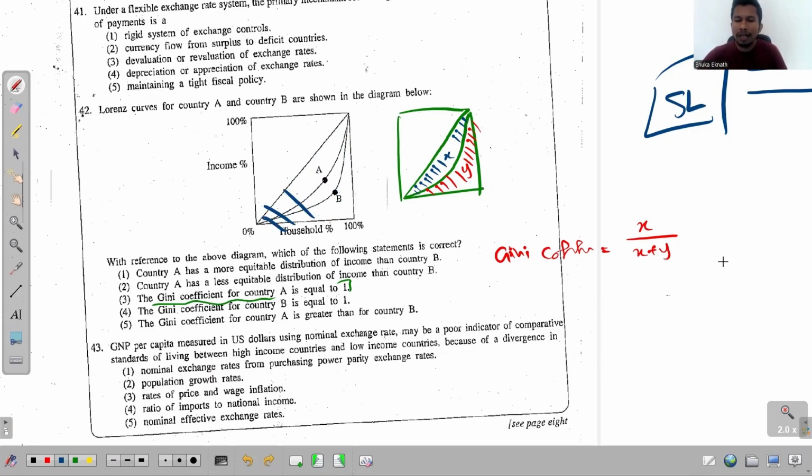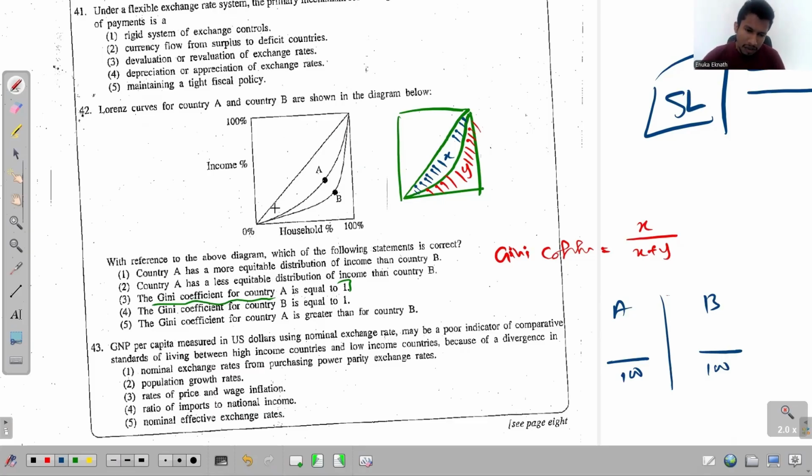If I write here, this is country A and this is country B. So the denominator of both the equations will be the same amount. Let's assume that to be 100. It's just an assumed value. Let's assume that to be 100.